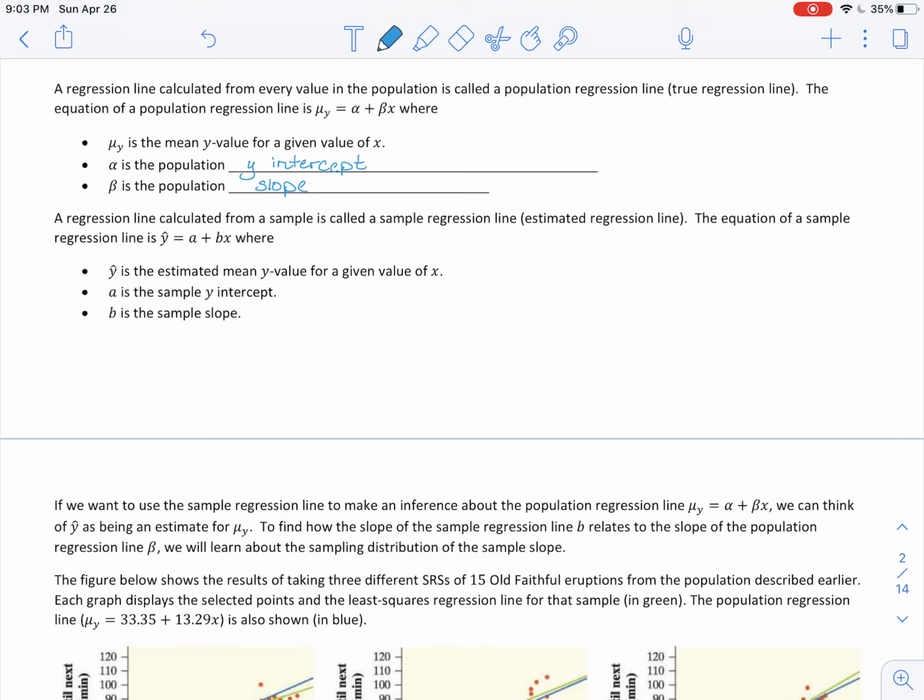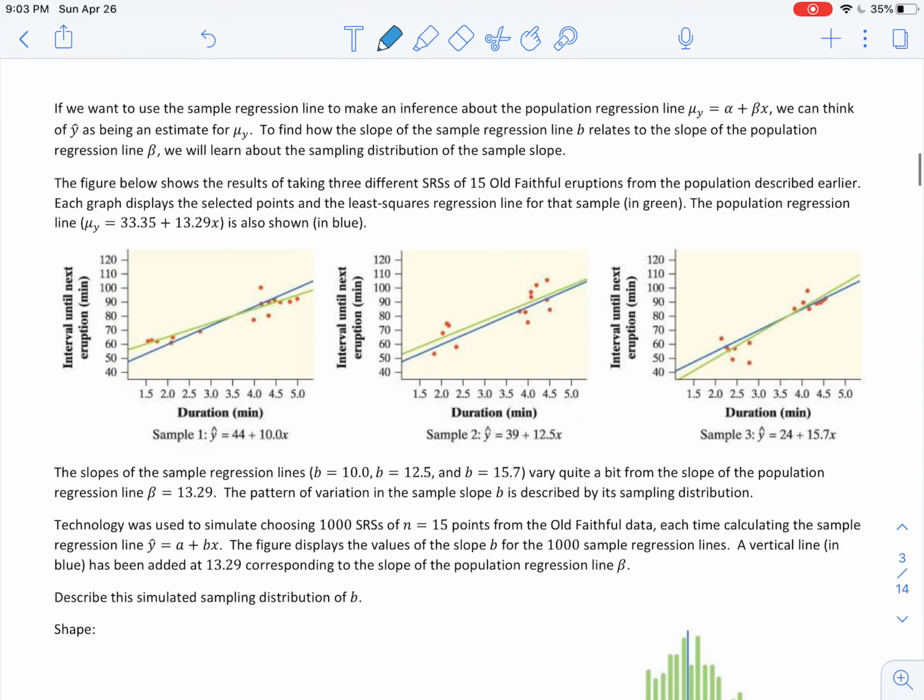Again, when we have it from a sample, we're calling it a sample regression line, your estimated regression line. And we are familiar with y hat equals a plus bx. Y hat is the estimated mean y value for the given value of x. So we have the true mean value, the estimated, the population y-intercept, the sample y-intercept. We get all of these essentially point estimators. So that's the relationship we want to look at here.